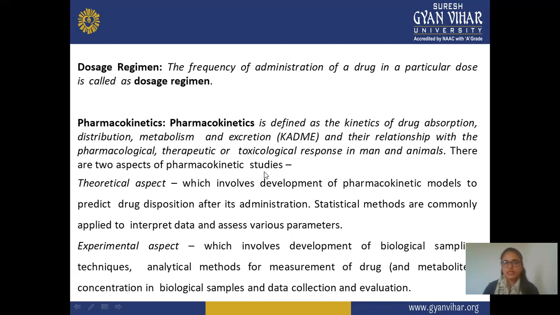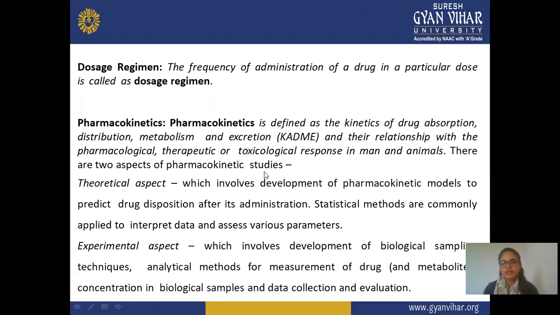Next definition is pharmacokinetics. Before this, you know what dosage regimen is. The definition itself explains that it is the frequency or time of administration of a drug in a particular dose. Suppose you are administering a drug, so how much interval or how much frequency is required for giving another dose or another formulation? This frequency of administration is known as the dose regimen. And next is pharmacokinetics.